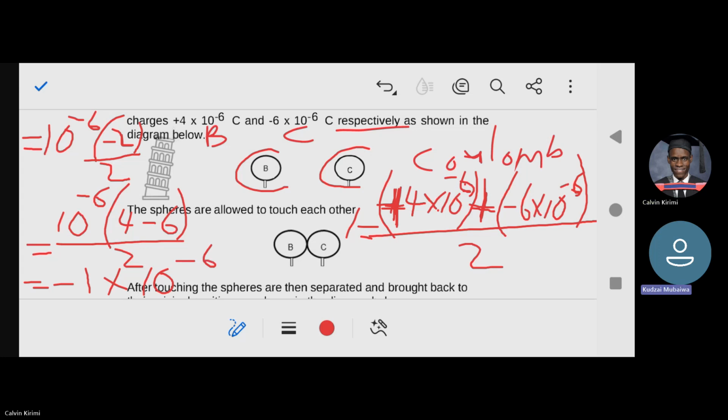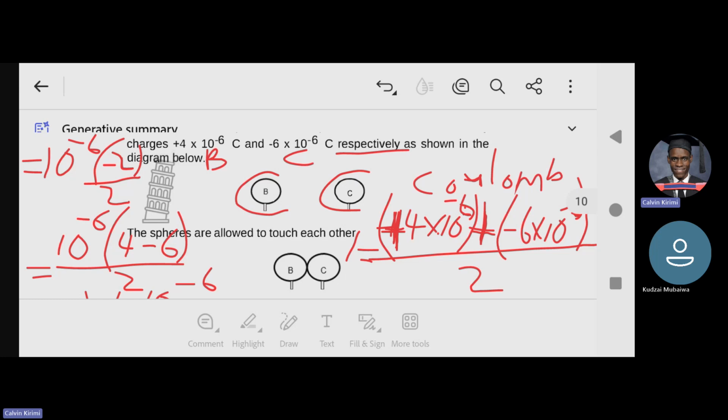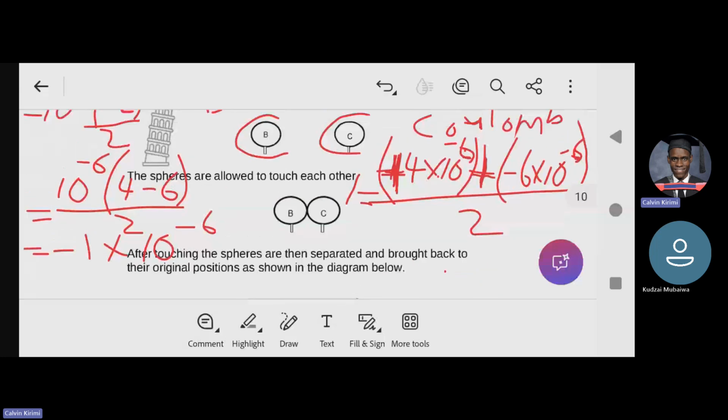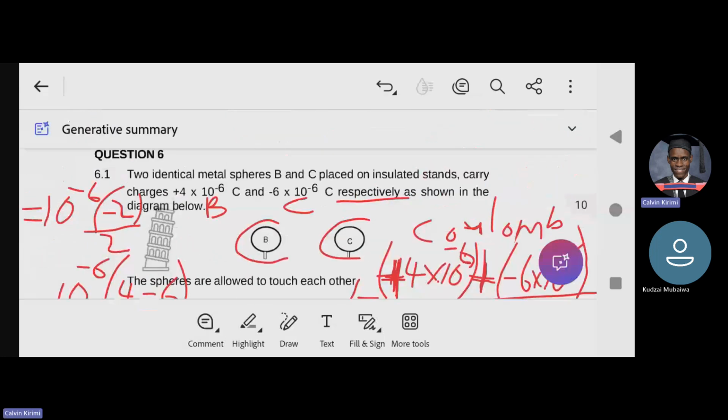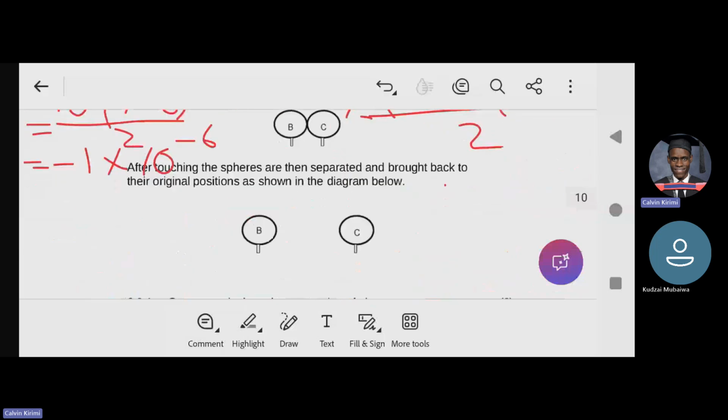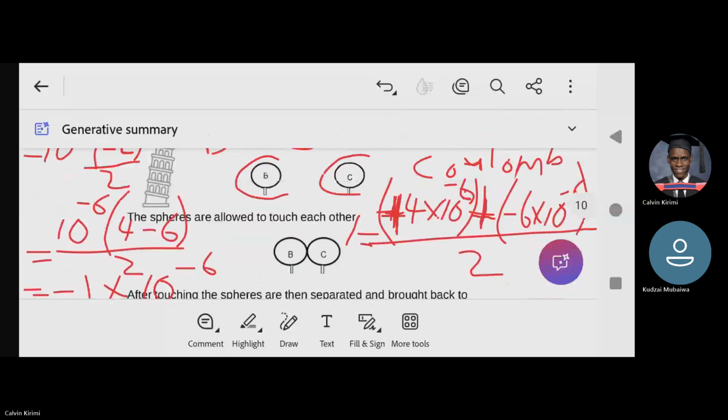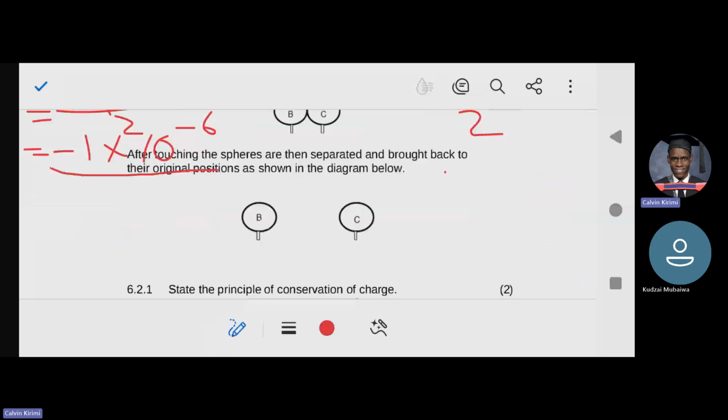It's from the calculator, sir. It's you who is punching the calculator. Don't tell me it's from the calculator. You are telling the calculator what to do. So the calculator will always give you an answer. I'm saying from the calculator, what answer did you get? Because this is the answer which is correct. The answer which you must get is negative 1 times 10 to the power negative 6 coulombs after they are in contact with each other.